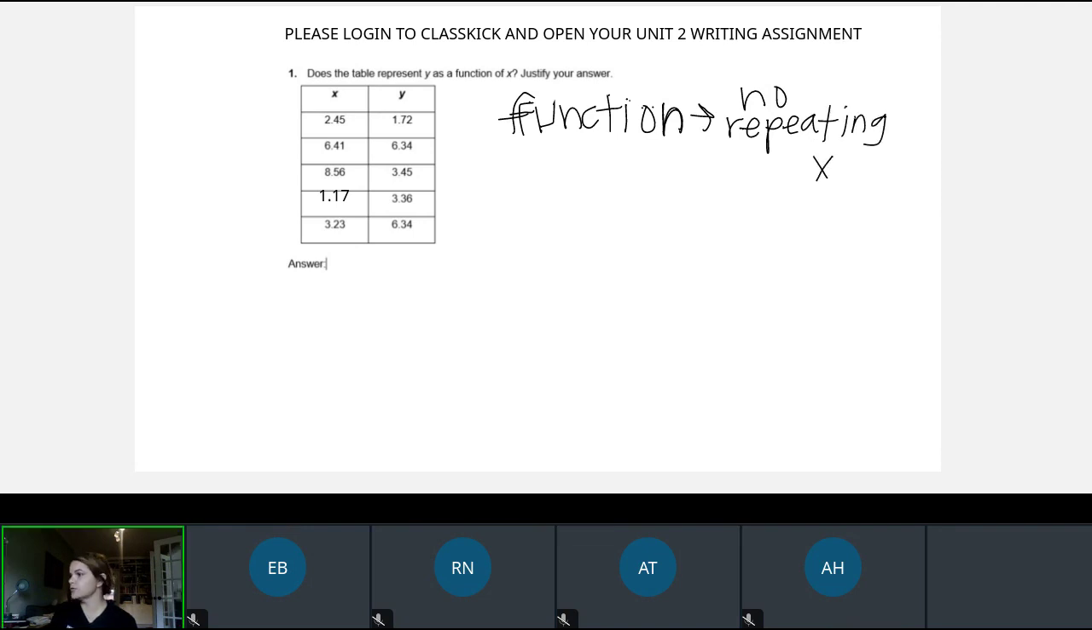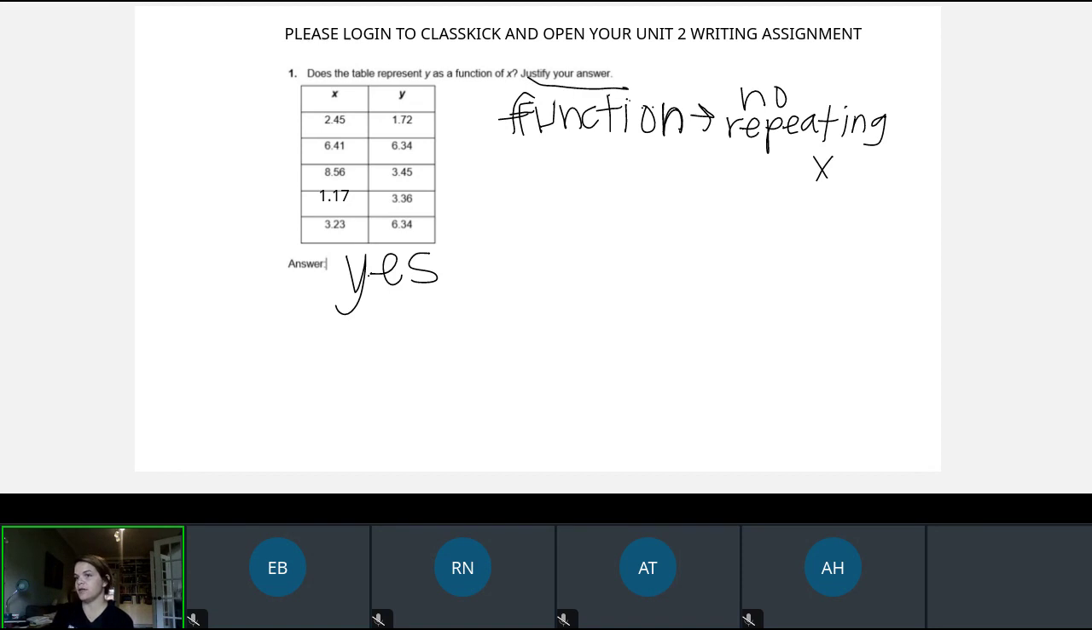No repeating x values. Okay. So let me check mine. I've got 2.45, 6.41, 8.56, 1.17, and 3.23. So this one for me on my board here, yes, this is a function.